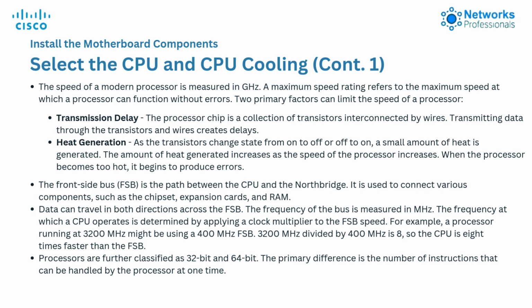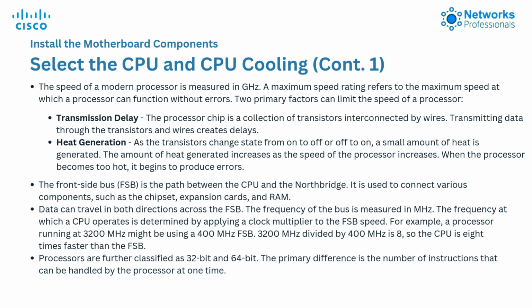Two primary factors can limit the speed of a processor: transmission delay. The processor chip is a collection of transistors interconnected by wires. Transmitting data through the transistors and wires creates delays. Heat generation. As the transistors change state from on to off or off to on, a small amount of heat is generated. The amount of heat generated increases as the speed of the processor increases. When the processor becomes too hot, it begins to produce errors.